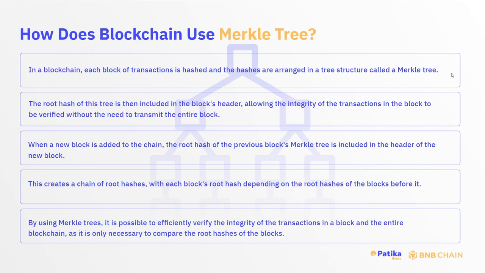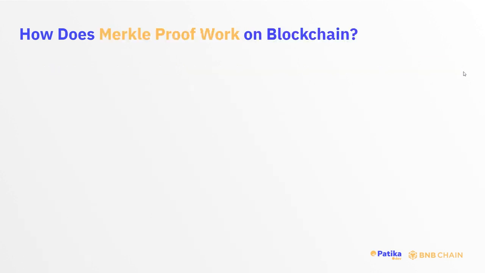So what we got here is the Merkle proof actually. We have tried Patika.dev and Patika to check the right Merkle root. And in that regard, BNB chain was our Merkle proof because it was the value that was not changed. Alright. So how does Merkle proof work on blockchain?